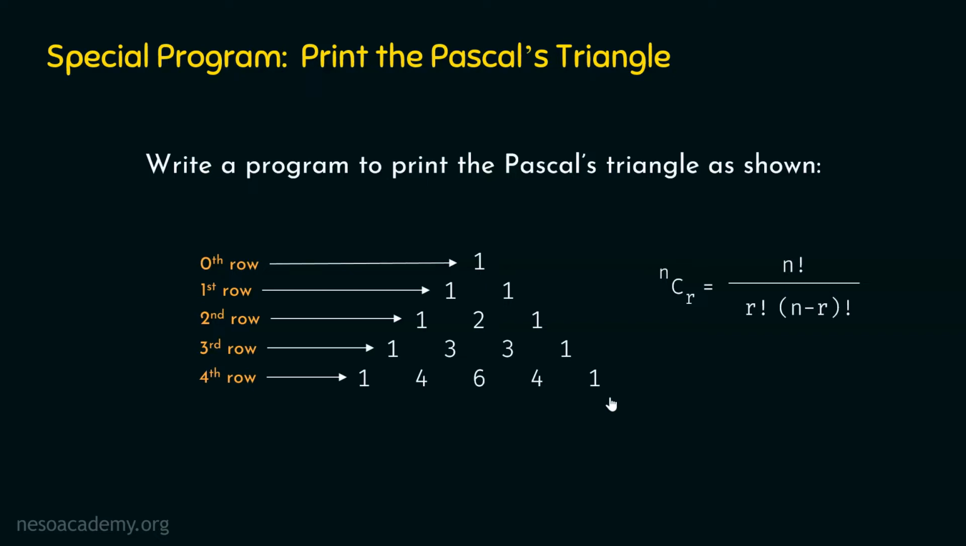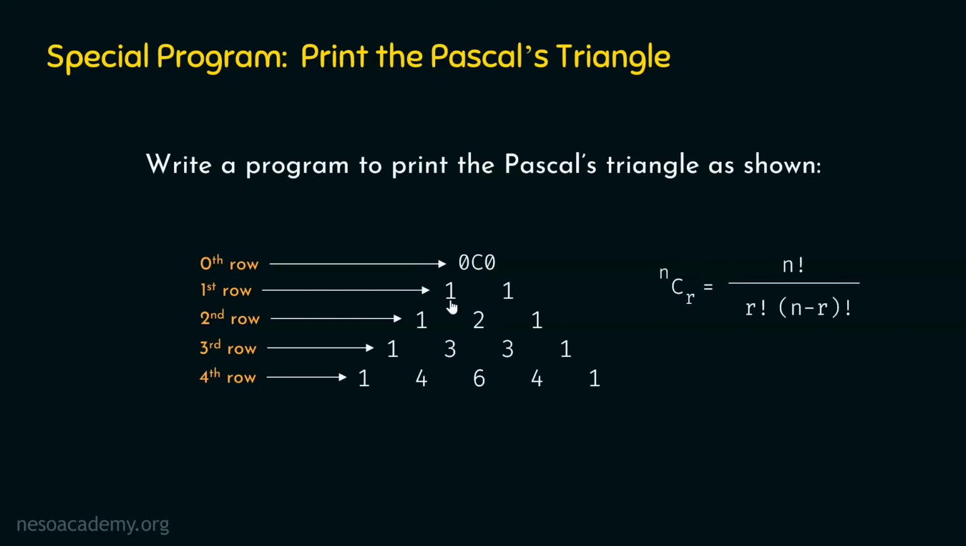Now your job is to replace these values by this formula. Let's replace these values by NCR. First, we will replace this value by NCR. Here n must be 0 and R must also be 0. So we can replace this value by 0C0. What is 0C0? If we put 0 in place of n and 0 in place of R, we will obtain 1 from this formula. And that's what we want.